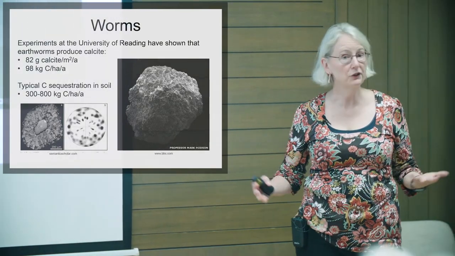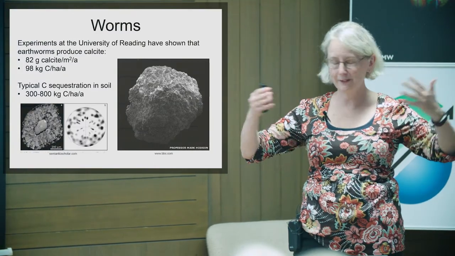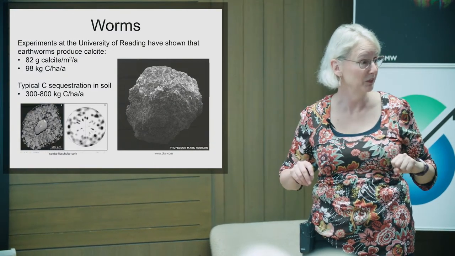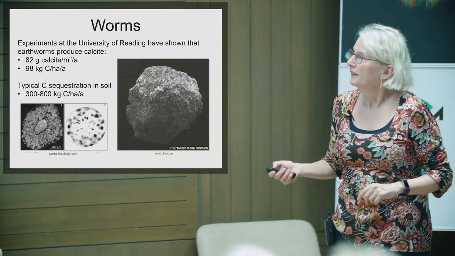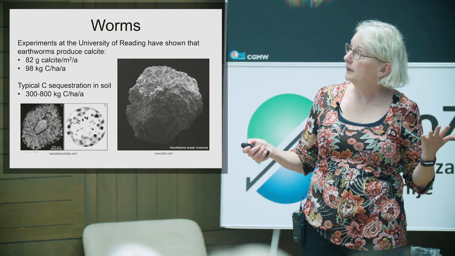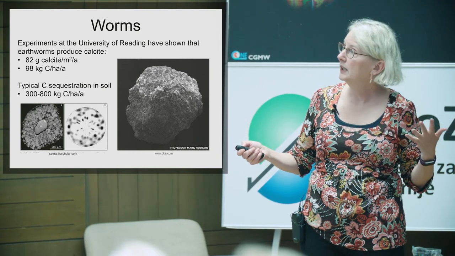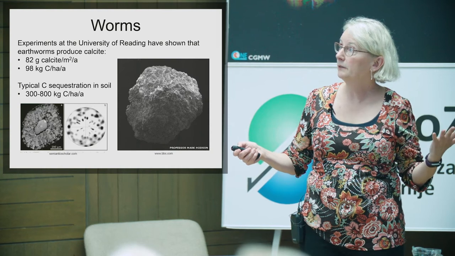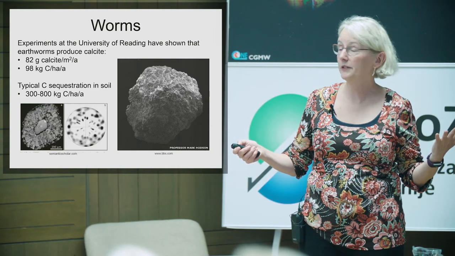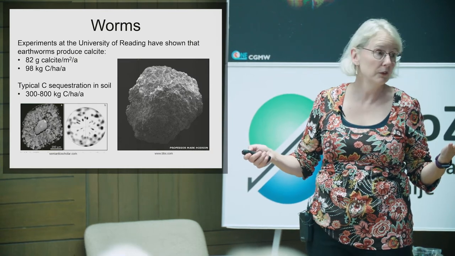So we had a big project looking at whether worms could be a real, effective sink of calcium carbonate in soils and carbon. So we did some experiments, and he found that the worms produce quite a lot of grams of calcite per meter squared per year. So that's good. Therefore, sequestering a lot, 98 kilograms of carbon per hectare. So that's also good, and a nice sequestration number there as well.